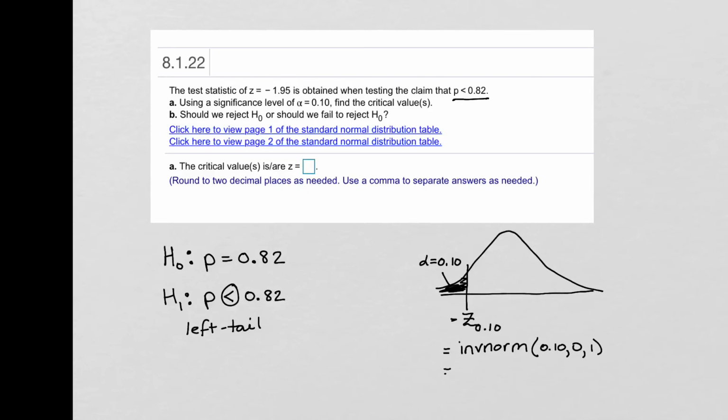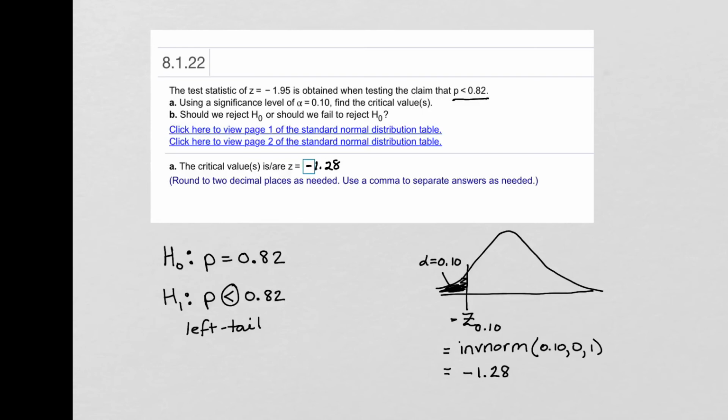When I put this in, I get negative 1.28. So that's my critical value, and that is part 1 of the problem. So that's negative 1.28. In part B, it asks if we should reject the null hypothesis or fail to reject the null hypothesis.